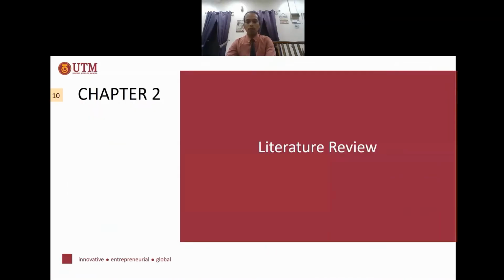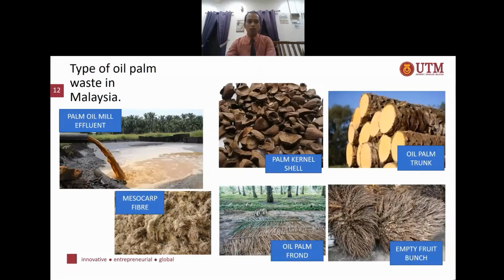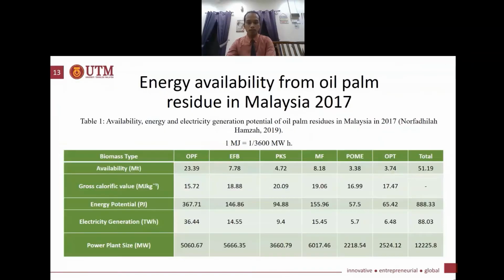Chapter 2. Literature review. Types of agriculture waste. Here we have 6 types of agriculture waste: animal residue, municipal solid waste, sewage, forestry crop residue, industrial residue, and agriculture crops and residue. Types of oil palm waste in Malaysia. We have 6 types of oil palm waste in Malaysia as shown in the picture.